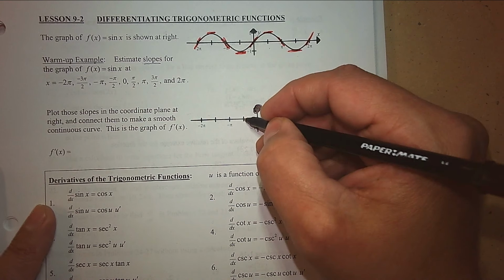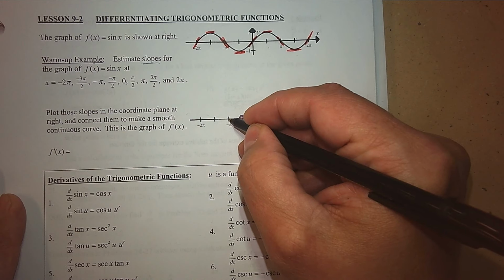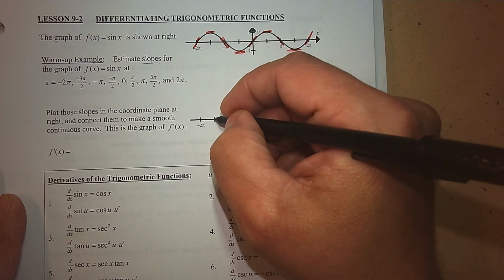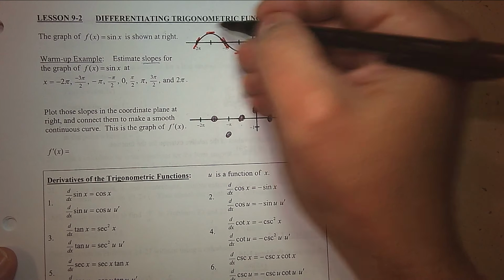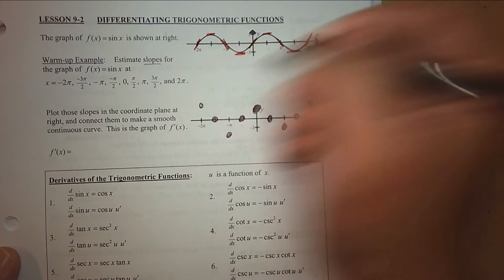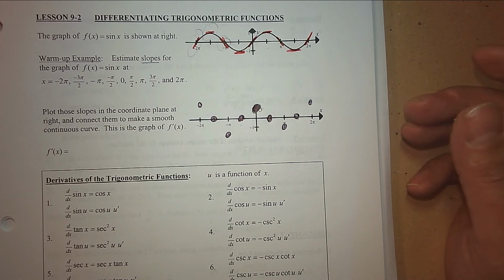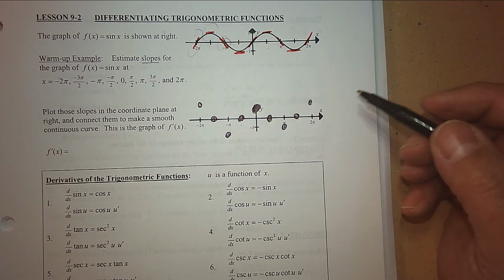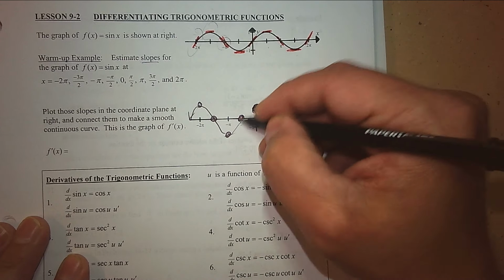At negative pi over 2, it's 0. At negative pi, it's negative 1. At negative 3 pi over 2, it's 0. And then at 2 pi, it is 1. I'm looking above at the slopes to give me the y value, right, of the points. So I graph the derivative. I'm going to connect it. Yes, tell me it looks like what?